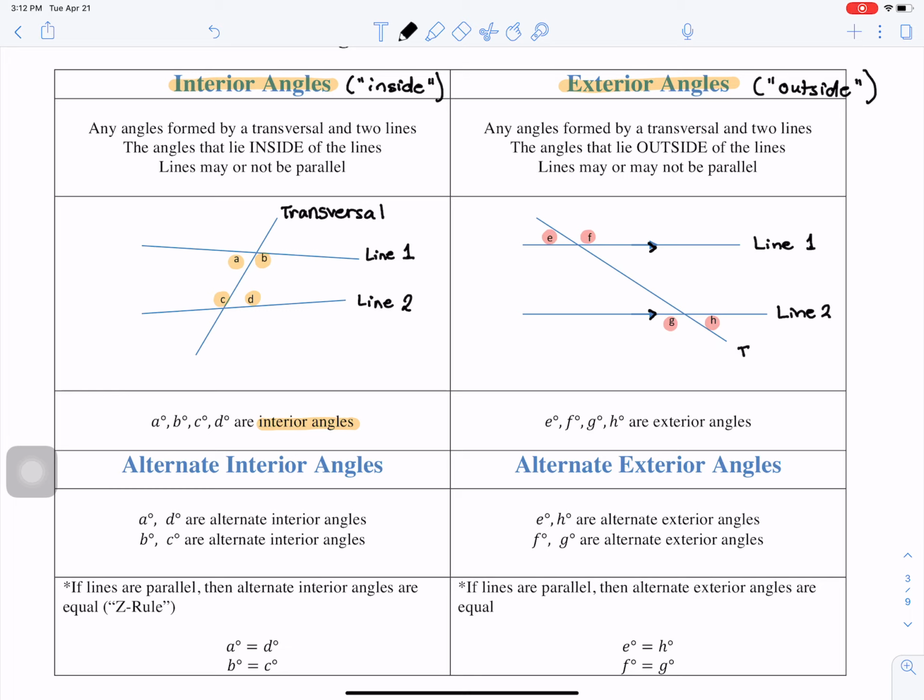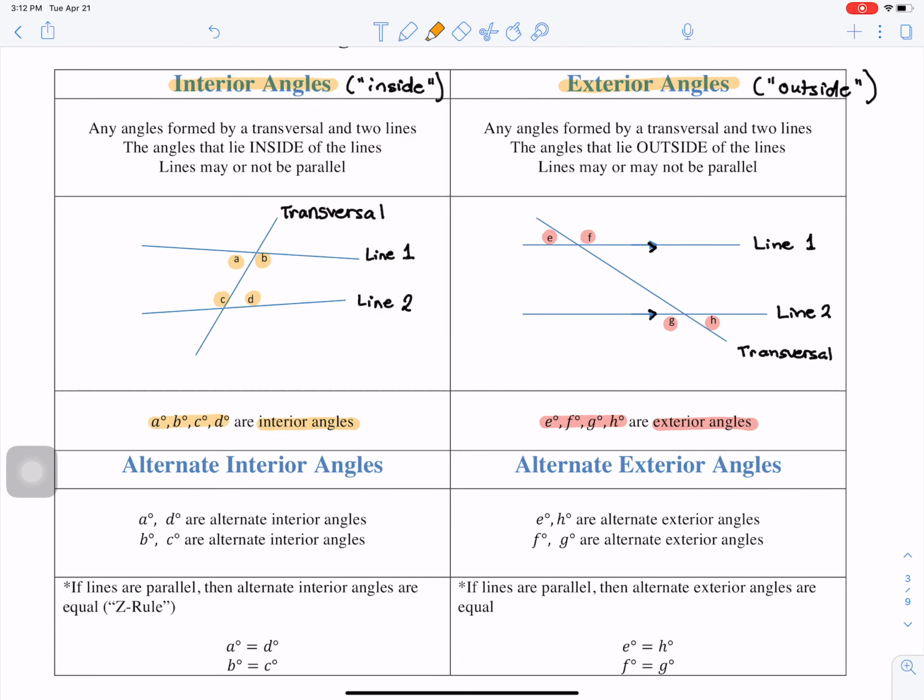Then I take a transversal, which is non-horizontal, and I cut through both those lines. That transversal has a negative slope in the exterior example, and in the interior example, it has a positive slope. That transversal can intersect those lines in any way we want. Now, the angles formed above line 1 and below line 2 sit on the outside of line 1 and line 2, so we call those exterior angles.